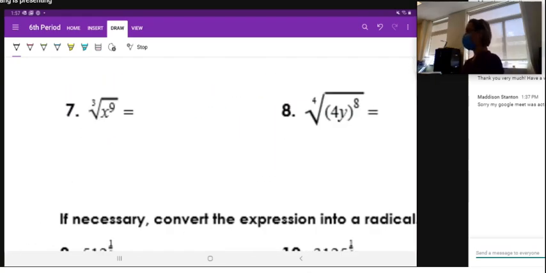All right, so number 7. Number 7 is easier than it looks. This is a conversion from a radical to an exponent. So we start with our base, which is x, and then we put our exponent, 9, over the index, which is 3. All right, for number 7, we have x to the 9 over 3, which is correct.